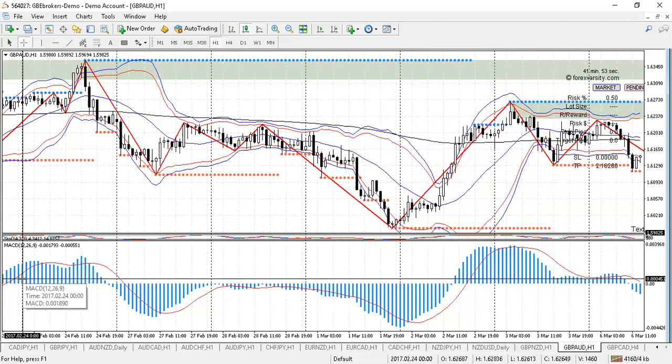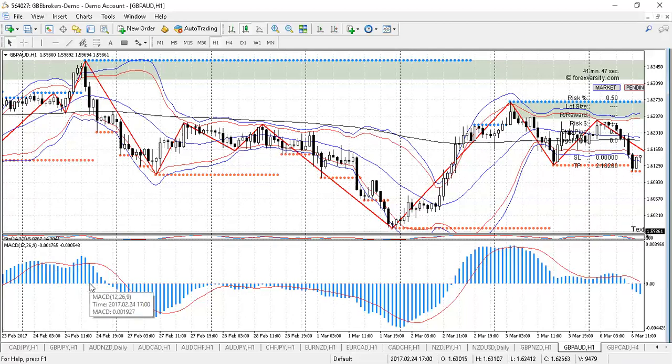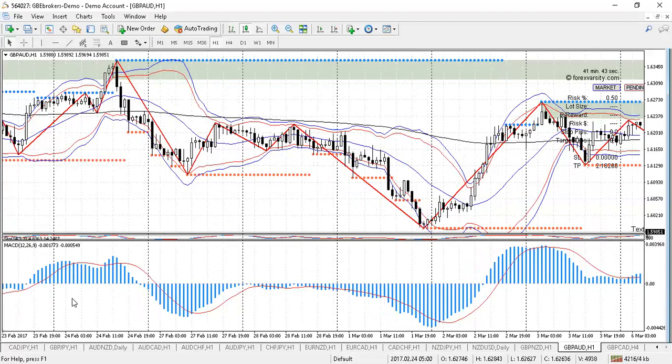If the histogram bar is over the zero mark, it's also an indication that the trend is bullish. And obviously the converse is also true. If the histogram bars are underneath the zero line, then it's an indication that the trend has changed and is going bearish. And you can see how that works there.